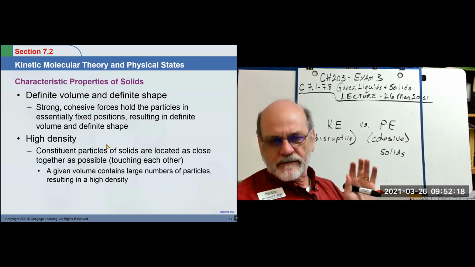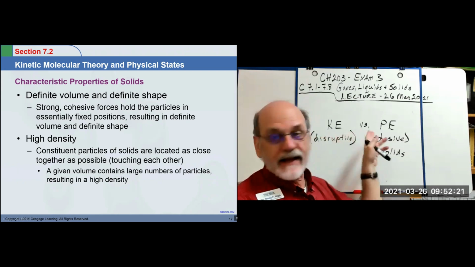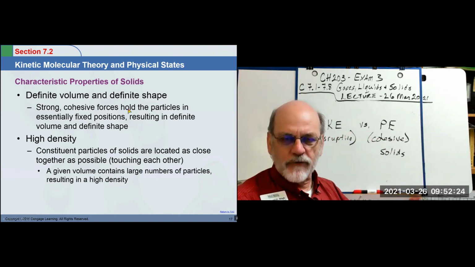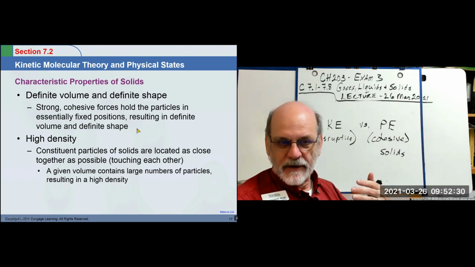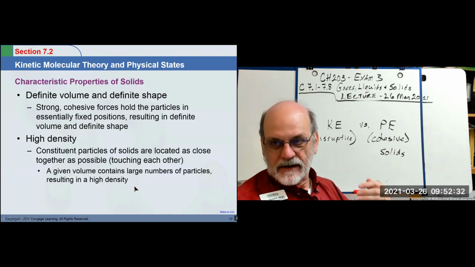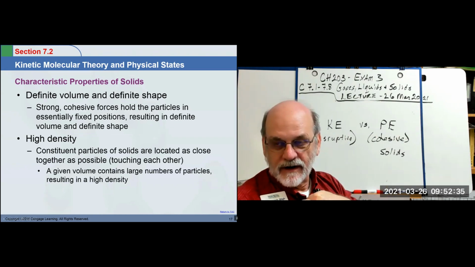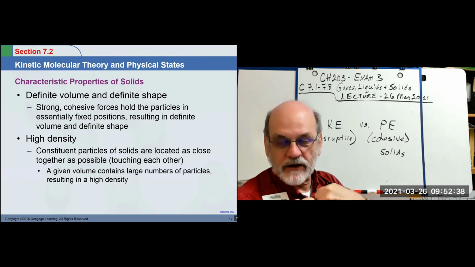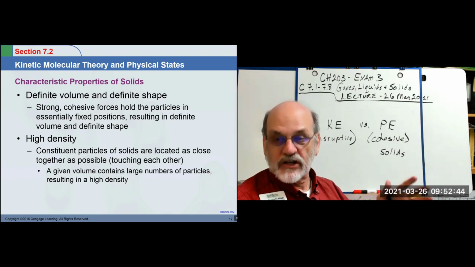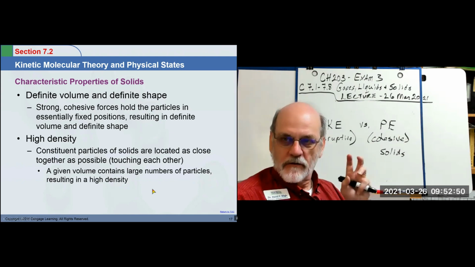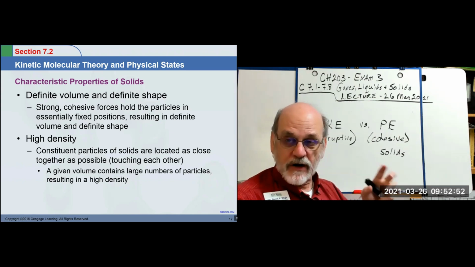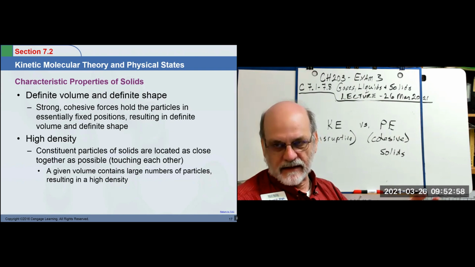Okay, this is the explanation in terms of kinetic and potential energy. Strong cohesive forces hold the particles together in fixed positions. That makes them hold their shape. That also gives them high density, because they're held closer together as the kinetic energy is trying to disrupt them, but they're still held close together, and many of them are actually touching. So for density, you have large numbers of particles with their masses confined to a small volume, which means high density.